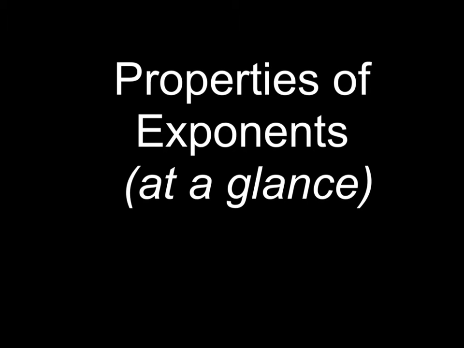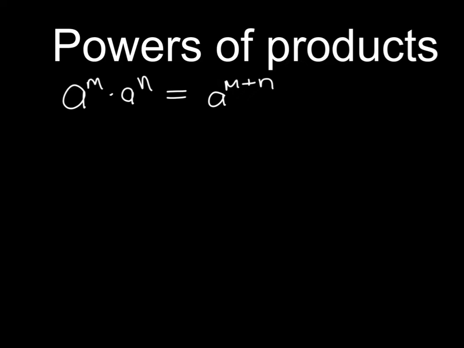This is going to be a super quick look at the properties of exponents. We'll dive deeper into each of these later. The first property we're going to look at is the power of products rule. That says that if we have a term a to the m power times another a to the n power, what we end up doing is we add those exponents together.